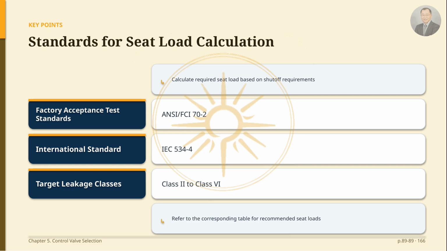I'd like to introduce the criteria used to determine the required seat load. The seat load starts with the shutoff requirements, and factory acceptance tests follow the ANSI/FCI 70-2 standard and the International IEC 60534-4 standard. This applies to leakage classes from Class 2 to Class 6, and the recommended seat load is determined by referring to the table seen previously.